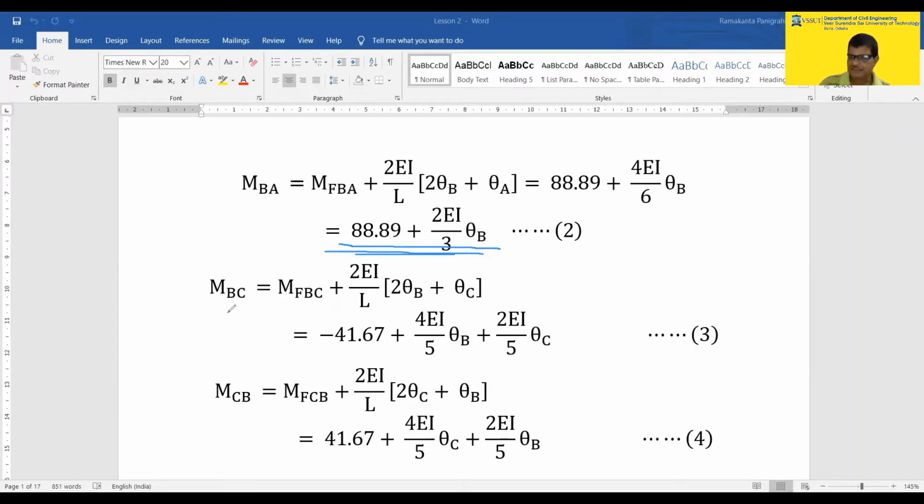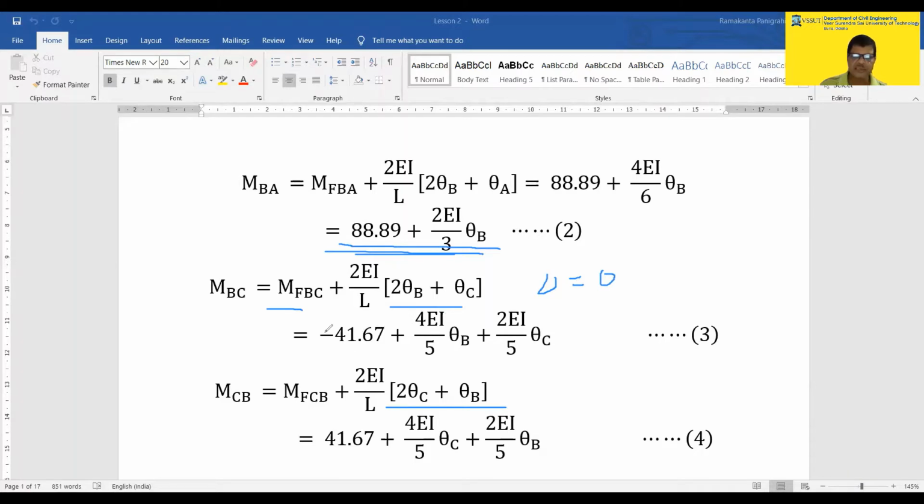Now go to MBC. What is MBC? It is MFBC plus 2EI by L times (2 theta B plus theta C), and for MCB it is 2 theta C plus theta B. As I have already told, the end near to the support where we are calculating gets 2 times that slope, and the other gets 1 time. Again delta is equal to 0, so the delta term is not included in this calculation, because A, B, C are at the same level. If it is not given in the question that a support is yielding or settling, then always take the delta value as 0.